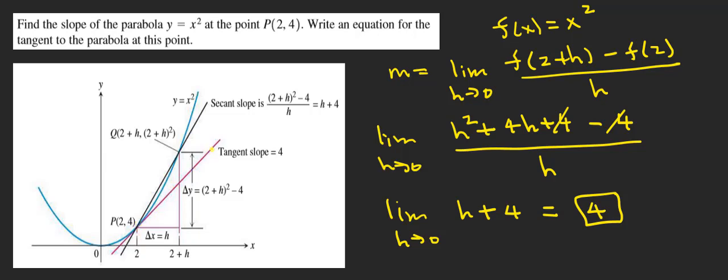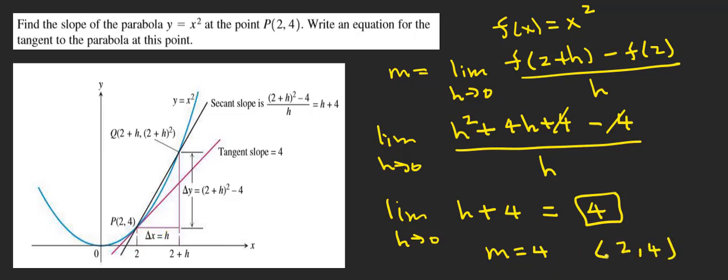Now, how do you find the equation of this tangent line? Well, we have a slope. Remember, if you want to find the equation of a line, you need a slope and you need a point. Do we have a point? Yeah, that's 2 comma 4.